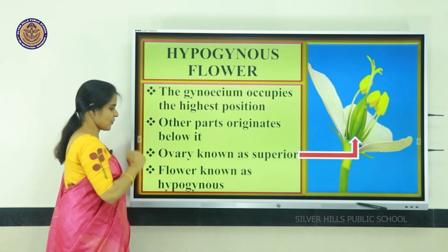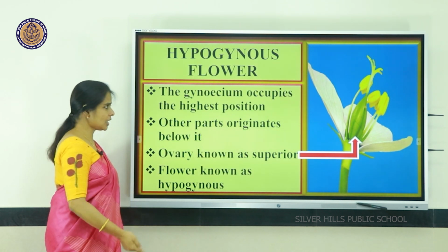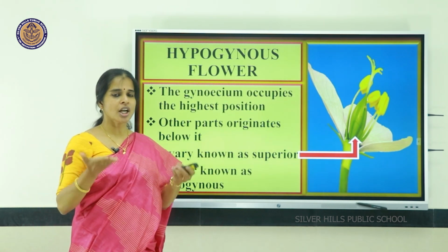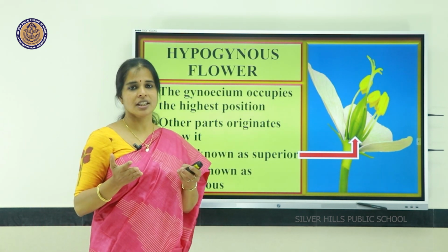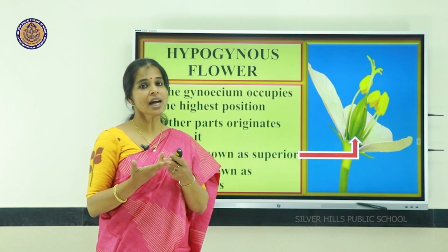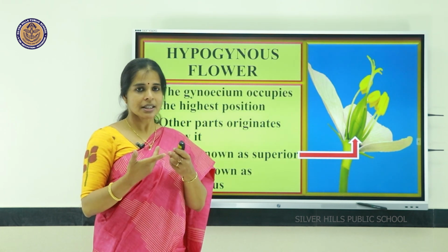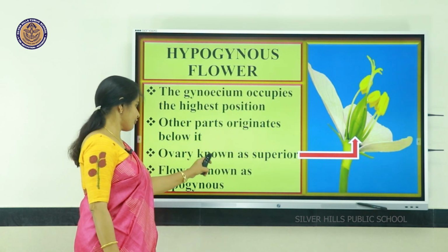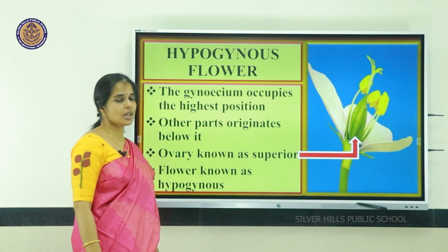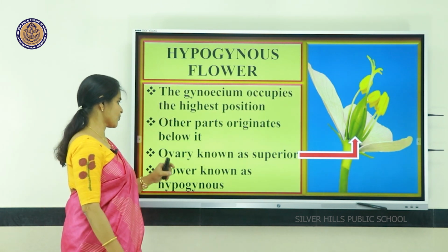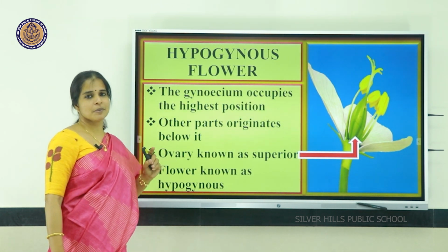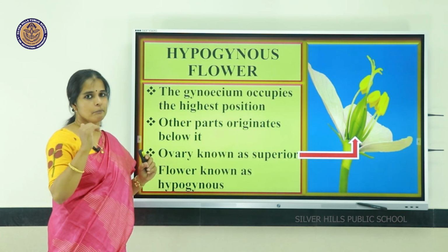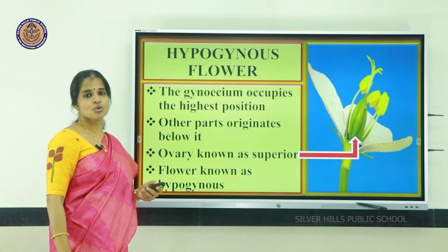In hypogynous flower, the ovary is superior, the gynoecium is occupying the highest position, and all other parts. What are the all other parts? Calyx, corolla, stamen, that is the androecium. These parts are originating below it. Such a flower is known as hypogynous flower. So, in a hypogynous flower, the ovary is always present in the superior position. Gynoecium at its highest position means the ovary is at the superior position.